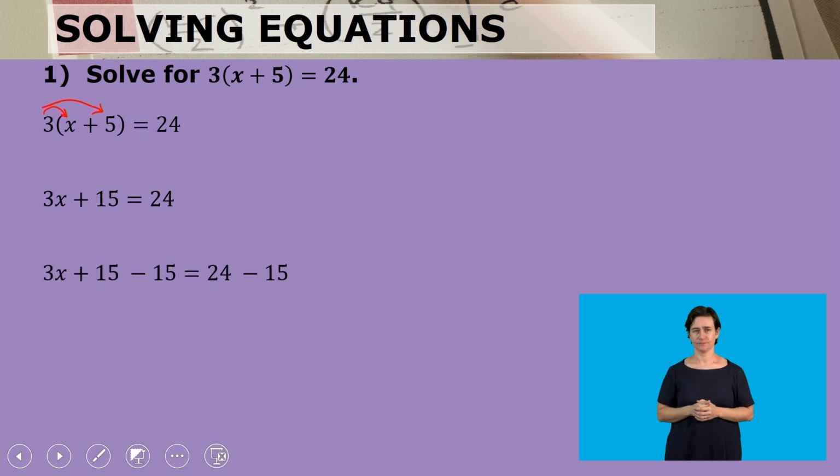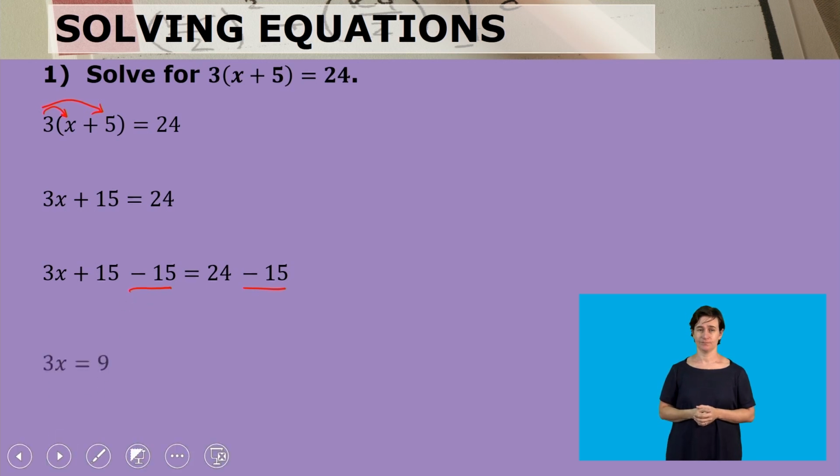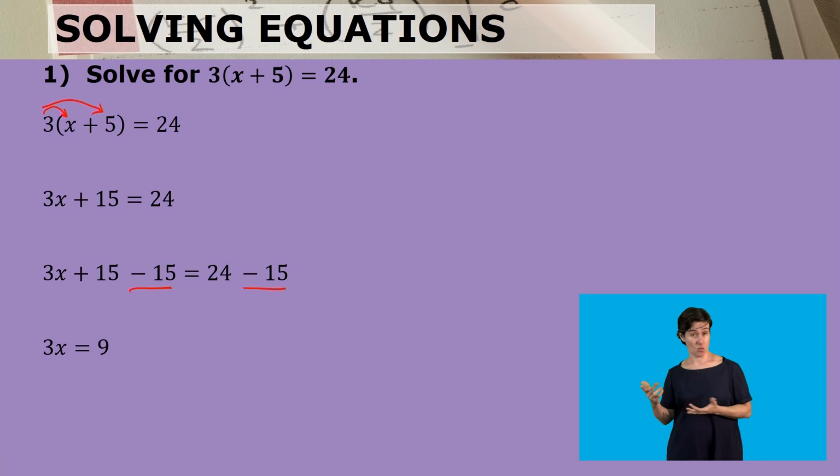We start with the additive inverse of 15, and that would be minus 15. That minus 15 must be on both sides, the left and the right of the equal sign. Remember, our equation is balanced by the equal sign. So whatever we do on the left of the equal sign must be the same on the right of that equal sign. So 15 minus 15 gives us 0. 0 plus 3x leaves us with 3x on the left, and 24 minus 15 leaves us with 9 on the right.